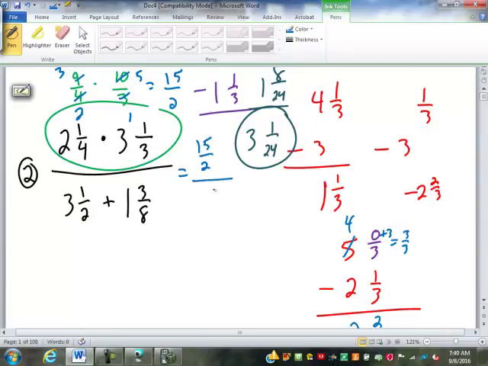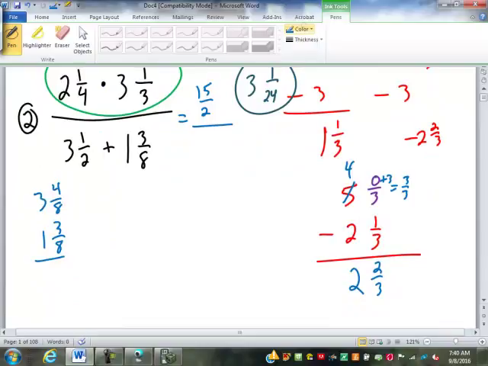I'm going to leave it as an improper fraction because I know I'm going to have to divide it by something, and I have to have it as an improper fraction to divide. So on bottom, 3 1/2 plus 1 and 3/8. I'll change that to 3 and 4/8 plus 1 and 3/8. 4/8 is just 1/2 turned to 8s.